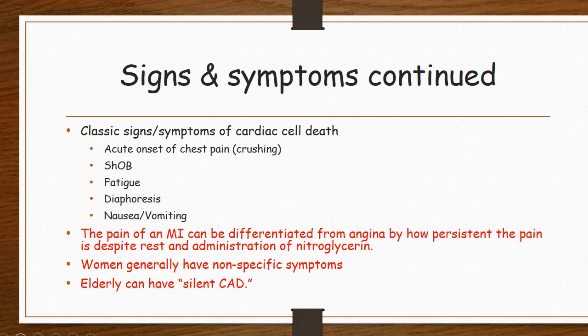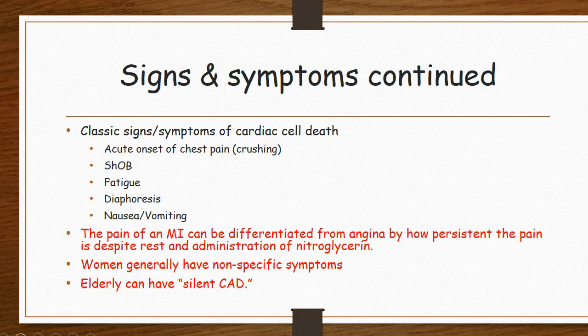Please, please, please remember that the pain of an MI can be differentiated from stable angina by how persistent the pain is, despite rest and administration of nitroglycerin. So if rest fixes it, if nitroglycerin fixes it, you are stable. You have stable angina. But if you can't get comfortable, if rest doesn't fix it, if nitroglycerin isn't fixing it, then it possibly could be an MI.